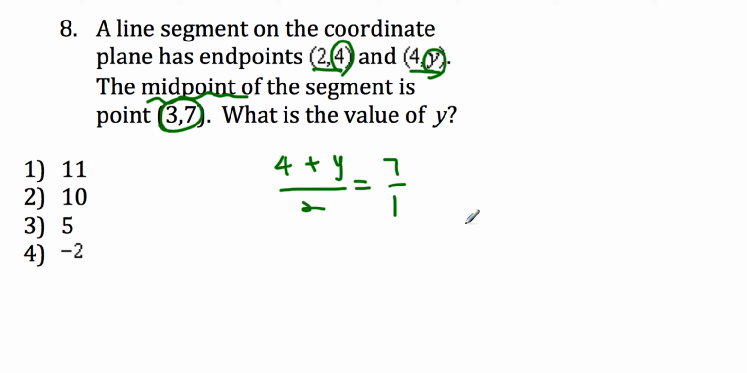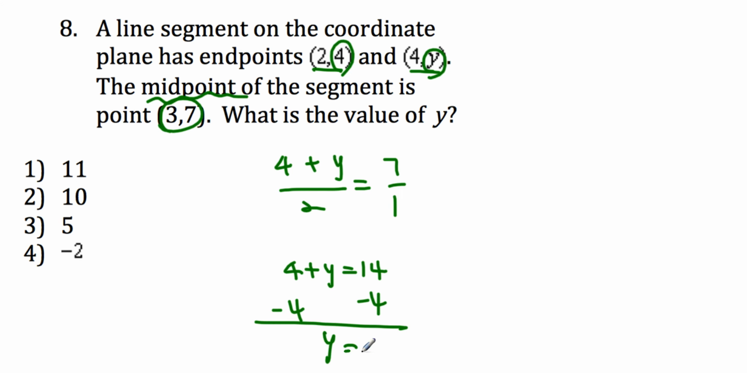So I'm going to put it over 1. When you cross multiply, we get 4 plus y must be equal to 14, because 7 times 2 equals 14. And then when you subtract 4 from both sides, we get y must be equal to 10. Hence, 10 becomes our answer, choice 2.